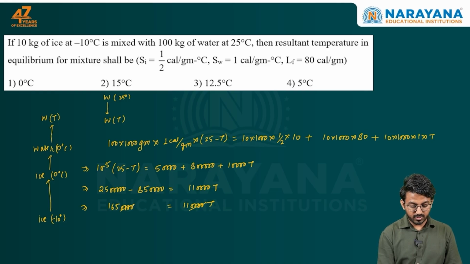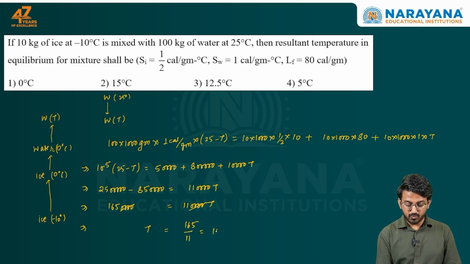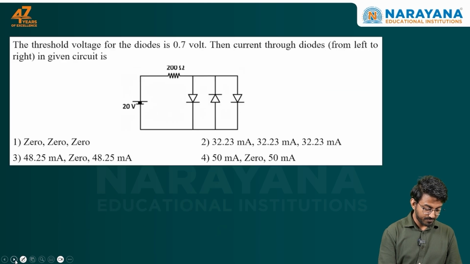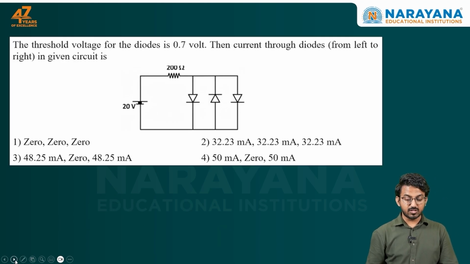So all these zeros can get cancelled, giving us temperature T is equal to 165 over 11, which is equal to 15 degrees Celsius, giving the second option as the correct answer. Moving on. This is a question based on diodes.